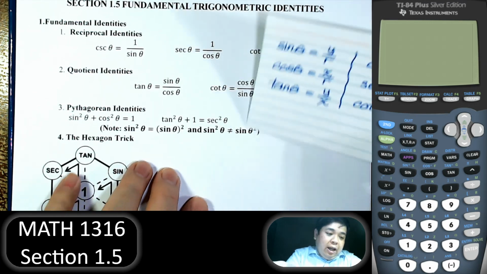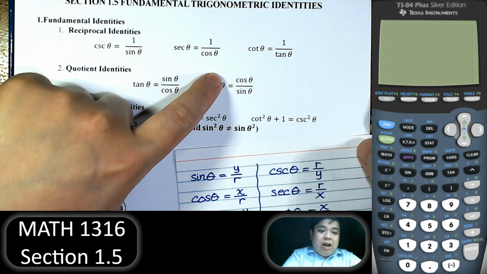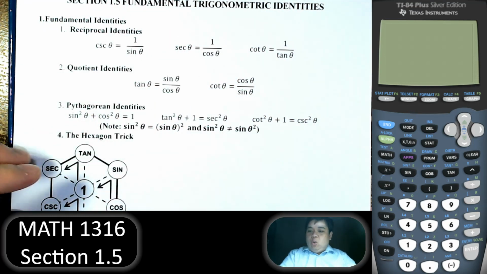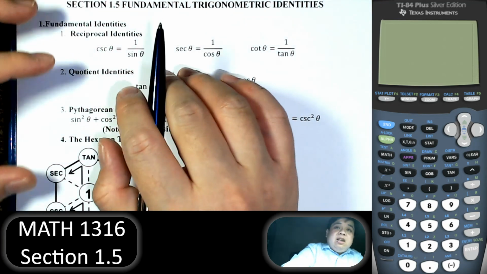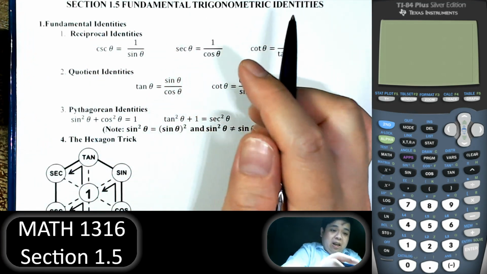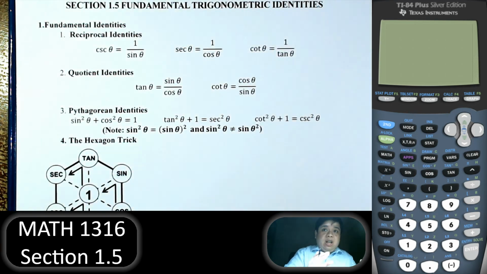Now, next we have the quotient identity. Tangent is sine over cosine and cotangent is cosine over sine. So why is that? Like I said, every identity here is fundamental because we just use a definition.